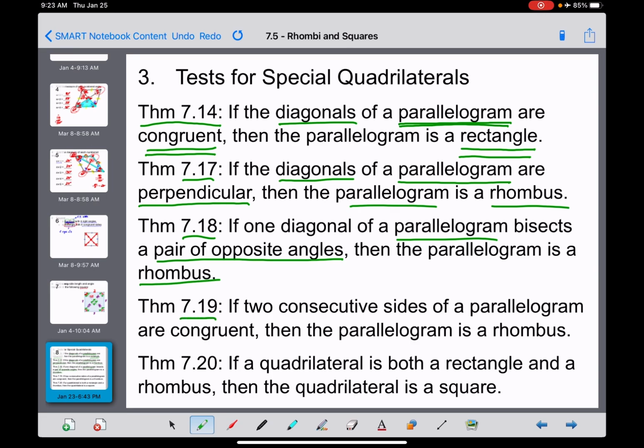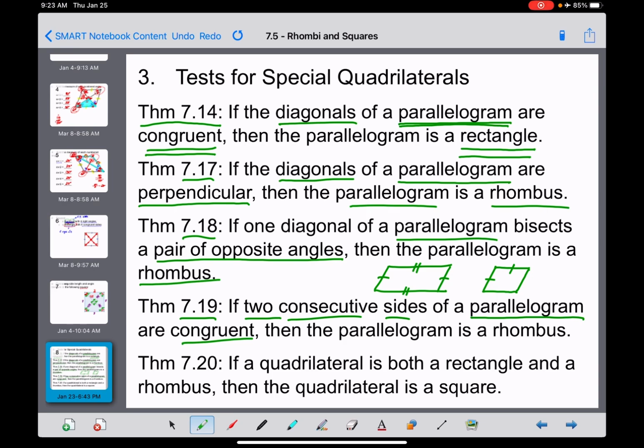Theorem 719, again, if you're dealing with a parallelogram and if 2 consecutive sides of the parallelogram are congruent, then you know your parallelogram must be a rhombus. Most parallelograms kind of work like this, guys, where the left and right have to be congruent, the top and the bottom have to be congruent, but usually they're not all congruent to each other. But this theorem is saying that if you ever have a parallelogram that looks like this and 2 consecutive sides are congruent, well, let's think about that.